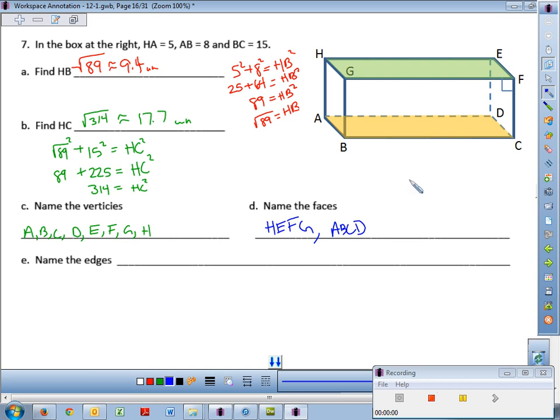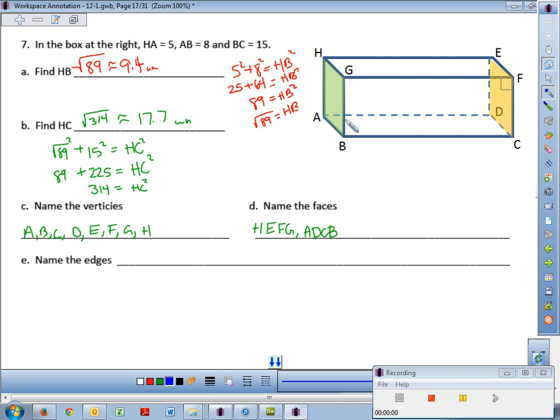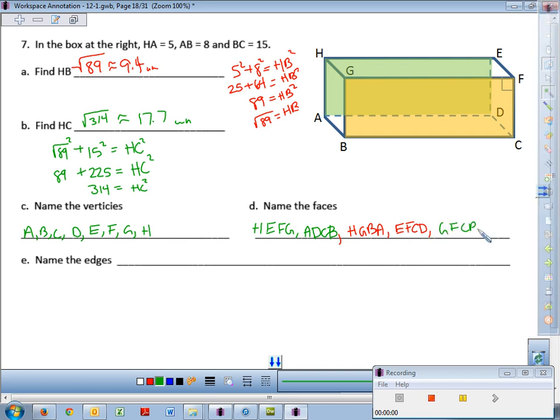Here's another 2. I like to go in some sort of order. I did the top and the bottom. Now I want to do the left and the right. HGBA is the left one, and EFCD is the right. So I did top and bottom, I did left and right. Now I've got to do the front and the back. The front one is the orange one here. That is GFCB. And the back one is HEDA, as long as you go in consecutive order. So there are all 6 faces of this puppy.